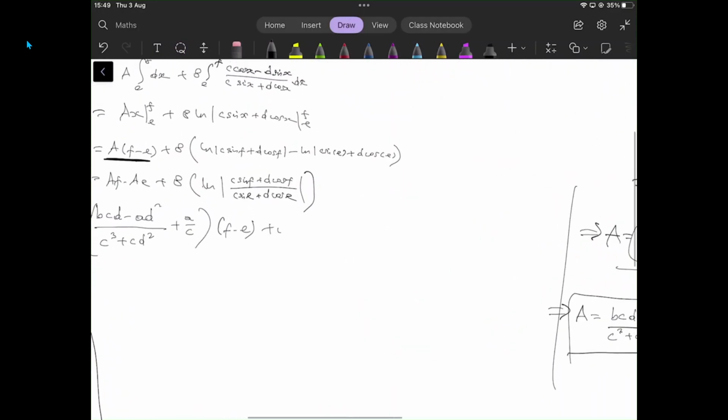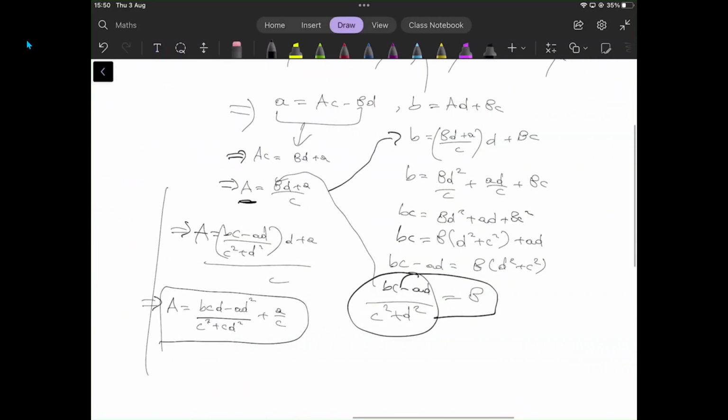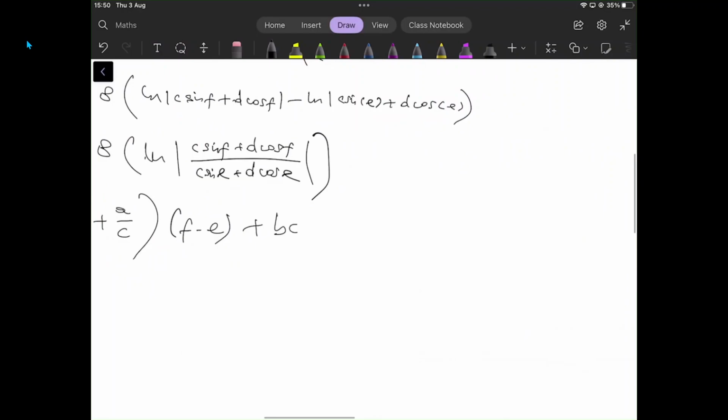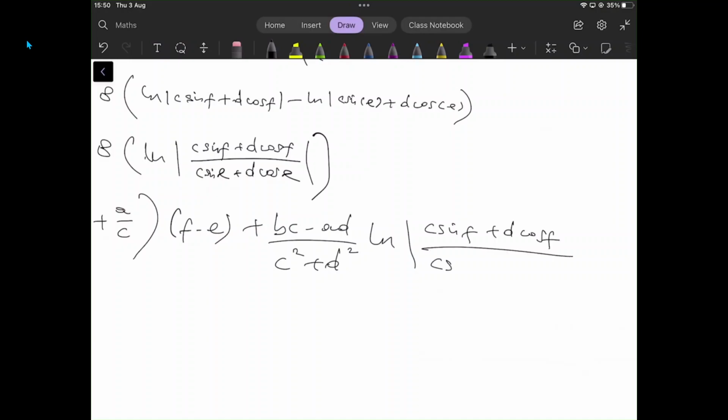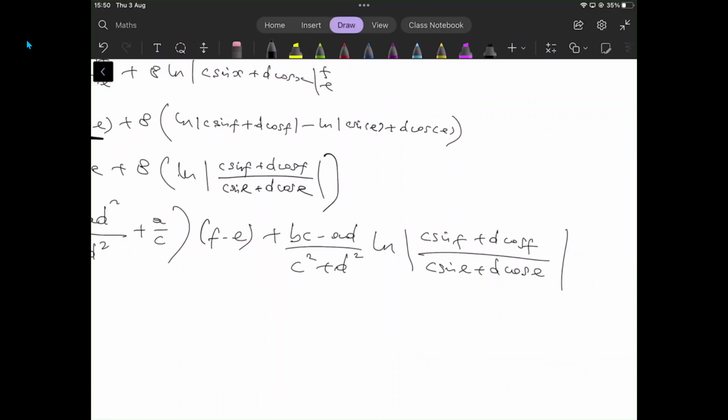Of course, plus B lots of our log of absolute value. Oh, I forgot to write B in terms of the other four variables. B was BC minus AD over C squared plus D squared, like this, right? And we have our log of absolute value of C sine F plus D cosine F all over C sine E plus D cosine E, right? And of course, because this is not an indefinite integral, we do have bounds. Those were E and F. We don't need the plus C at the end.